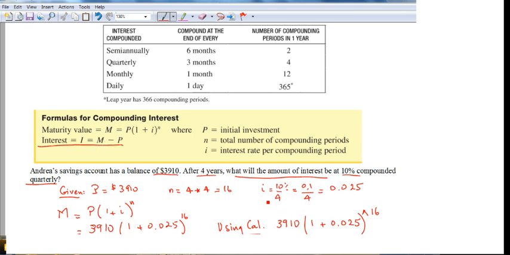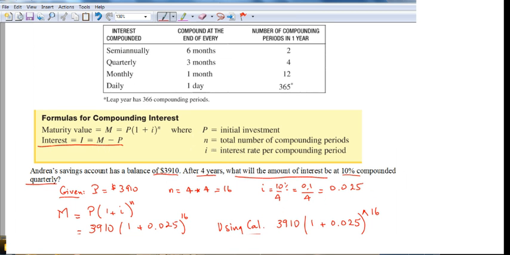So let's write down what's given for us from the problem here. From this example, we see that the principal is given, 3,910. Now what would be n, which is the total number of compounding periods? Since it's going to be compounded quarterly, 4 times in 1 year, and we have 4 years, so 4 times 4, which is 16 times. So this principal will be compounded 16 times. And the interest is 10% compounded quarterly. Well, 10% divided by 4, or 10%, which is 0.1, divided by 4, which is 0.025.